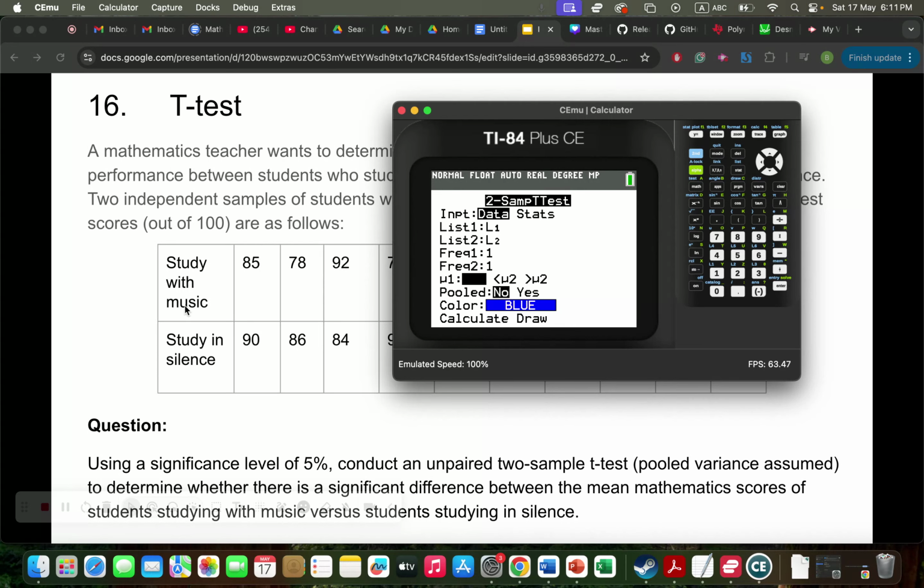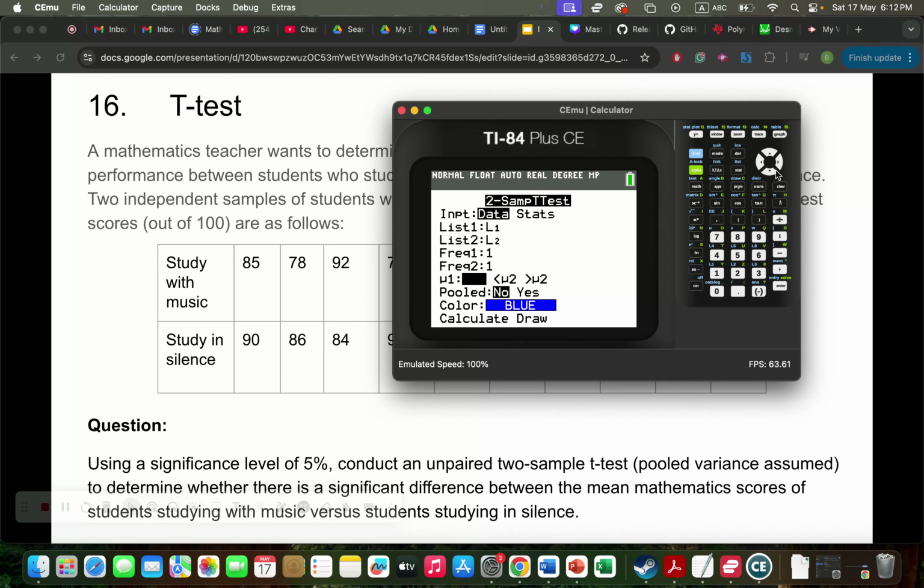It did not specifically say in this question whose mean is actually higher. So if we want to find out if the mean score of music is higher than the silence, then we can choose this option here, which is greater. But in this case the question only says that we want to find out if there is a significant difference. So it could be bigger, could be smaller, we do not know. So we always choose this option, which happens to be what we call a two-tailed test.